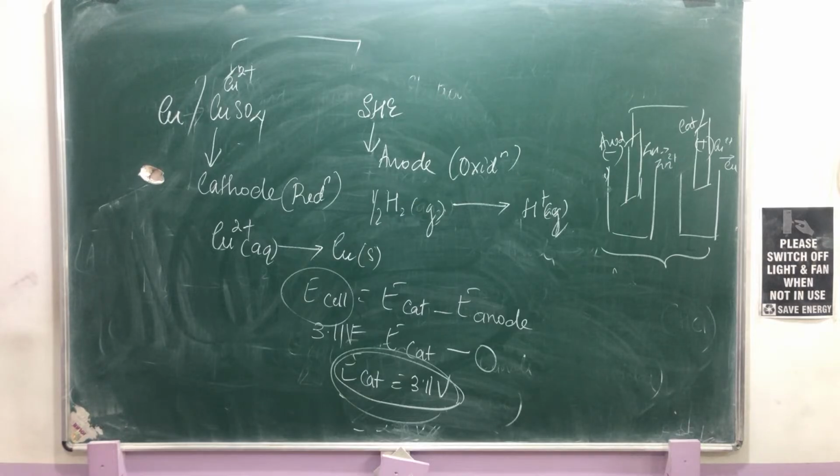In the previous one, hydrogen was more stable than the reduced form, right? What have you written? Hydrogen is more stable than the reduced form. So here it will be the opposite.